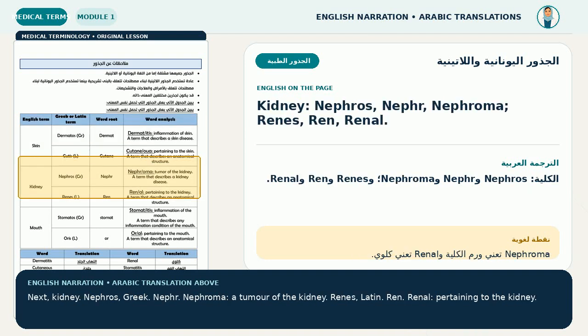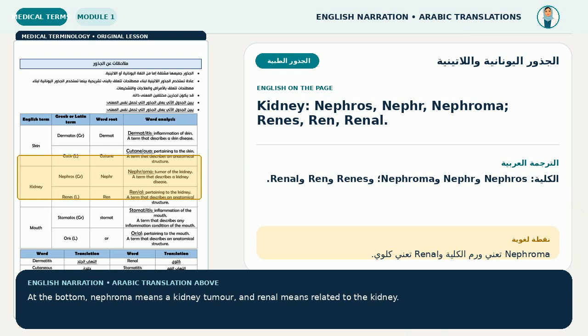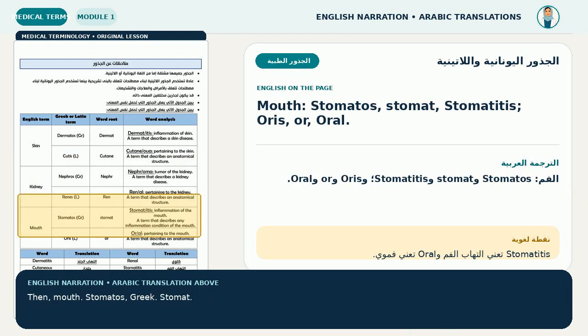Next, kidney. Nephros, Greek. Neph. Nephroma, a tumor of the kidney. Renes, Latin. Ren. Renal, pertaining to the kidney. At the bottom, nephroma means a kidney tumor, and renal means related to the kidney.